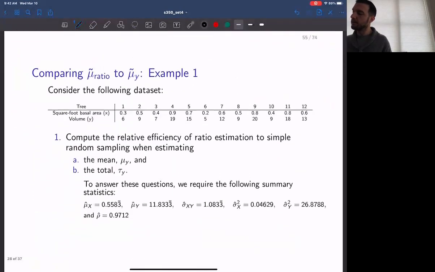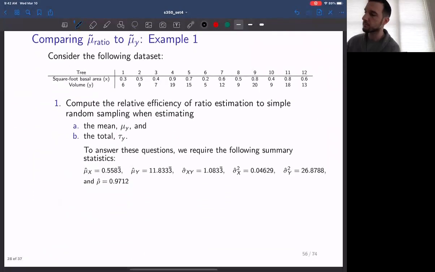Okay, so let's look at some actual illustrations here. In this example, we're going to compare the relative efficiency of mu tilde ratio to mu tilde y. So this is the ratio estimate of mu y to the SRS estimate of mu y.